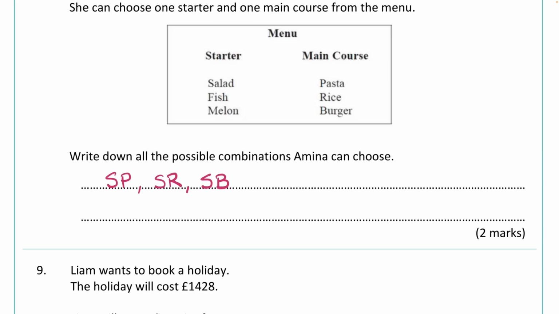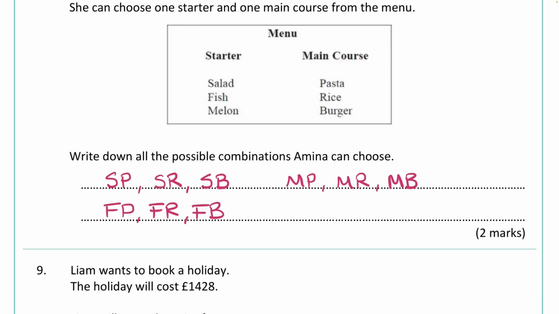So we'll replicate these 3 combinations but with the fish. So fish with pasta, fish with rice, and fish with a burger. We then have the melon as the last one there. So we've got 3 more to do: melon and pasta, melon and rice, melon and burger.